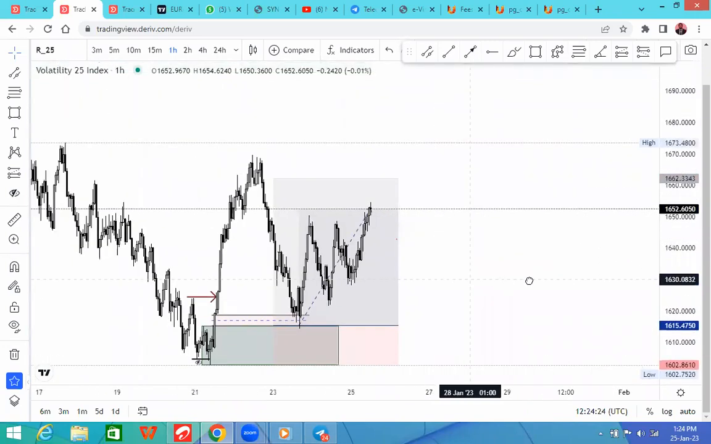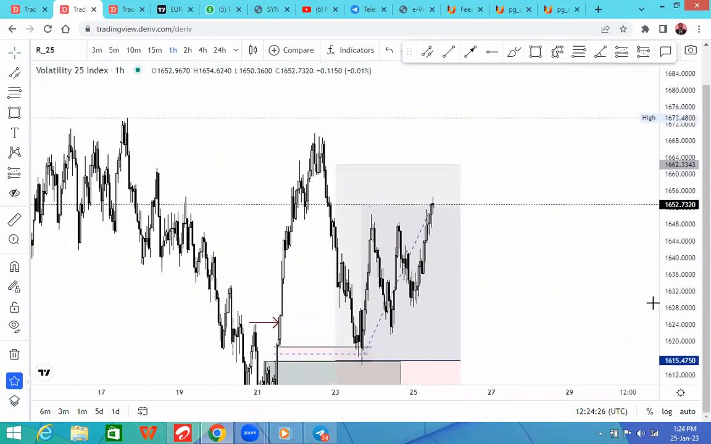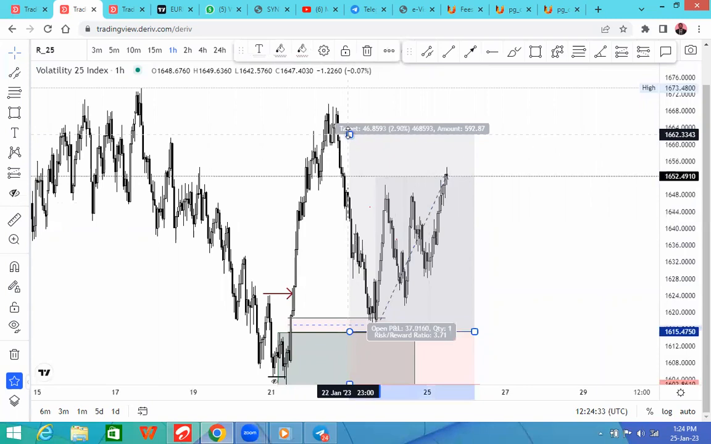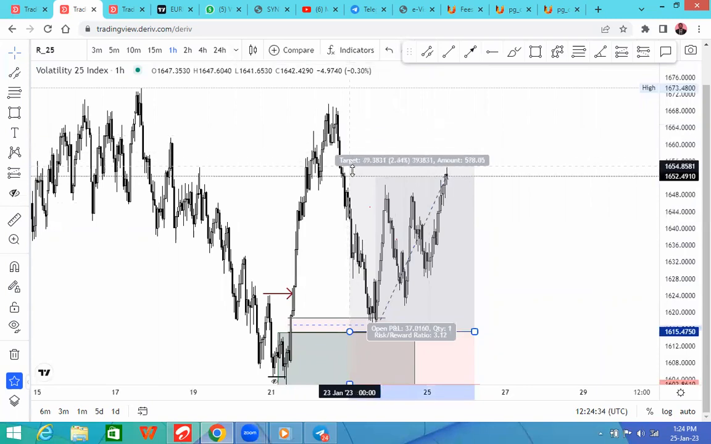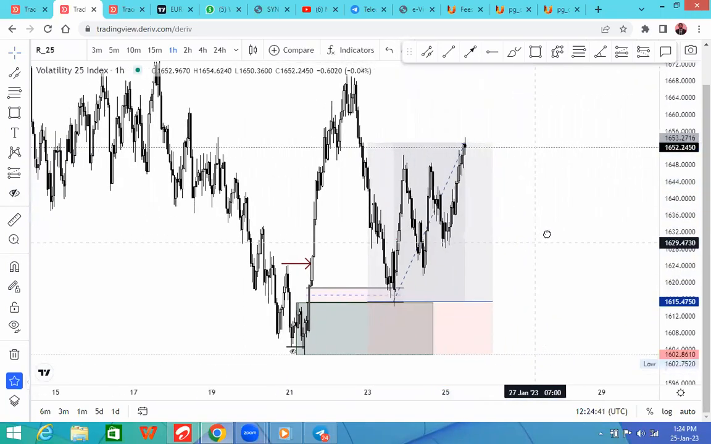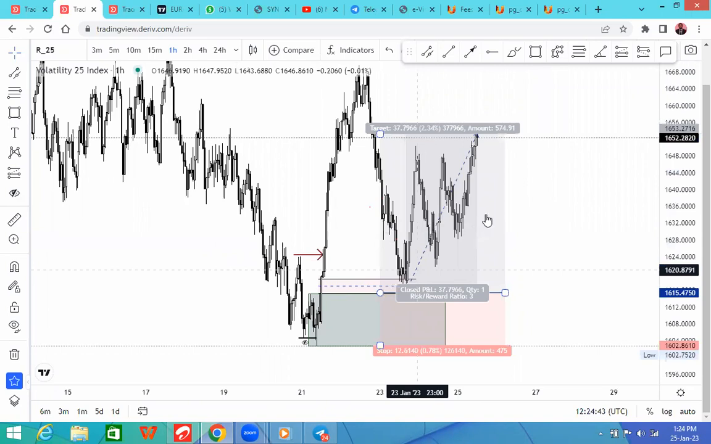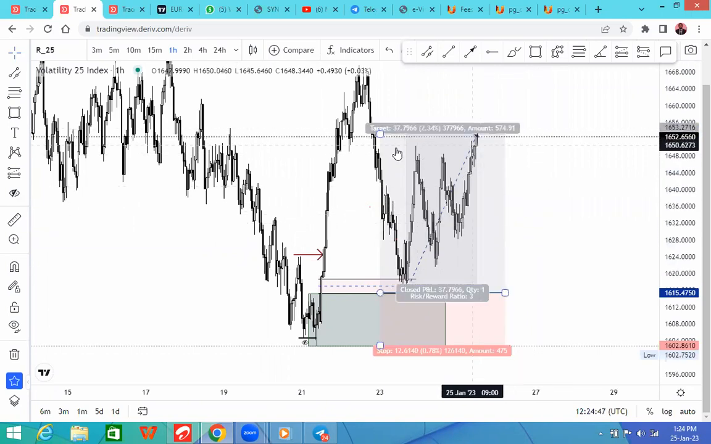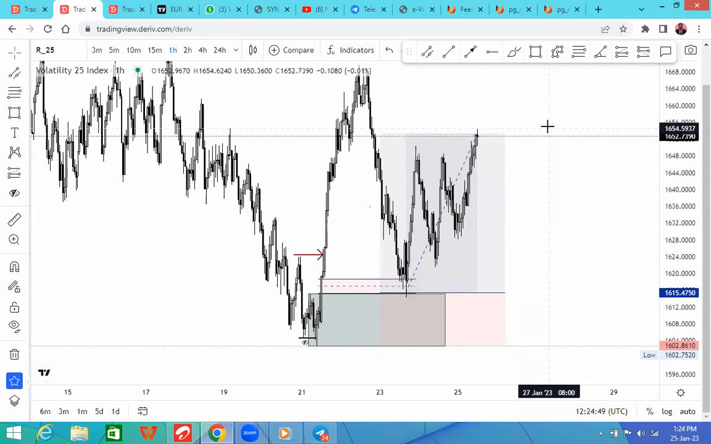Wait for another setup. You want to wait and see what price will do again. If price comes here and gives you that entry, then you can take another 1 to 3. So this is 1, 2, 3. Yeah, these are 1 to 3. Something like this. So imagine it has just hit take profit. You can see that wick above it.